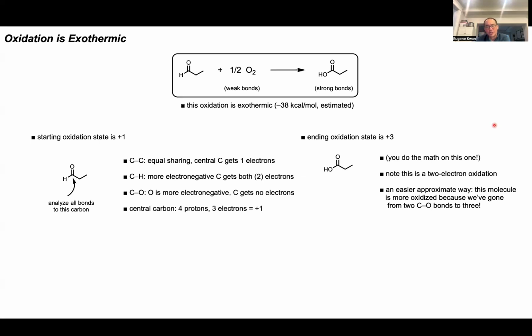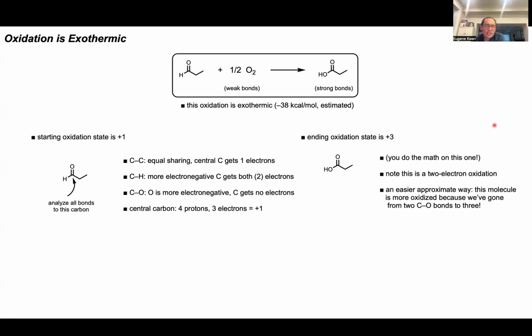Okay, so why oxidation? It's just a fundamental fact of the universe that oxidation of carbon is going to be exothermic. So here's an example of the oxidation of an aldehyde with oxygen. And when we split oxygen, which is a relatively weak bond, and attach those oxygen atoms to carbons, we actually form much stronger bonds, and that's why energy is released.